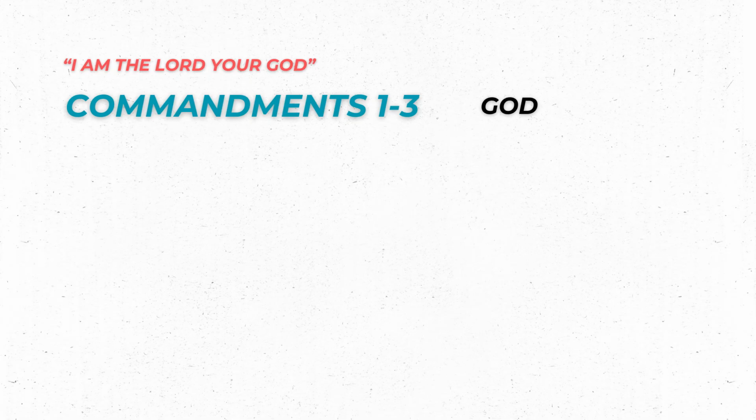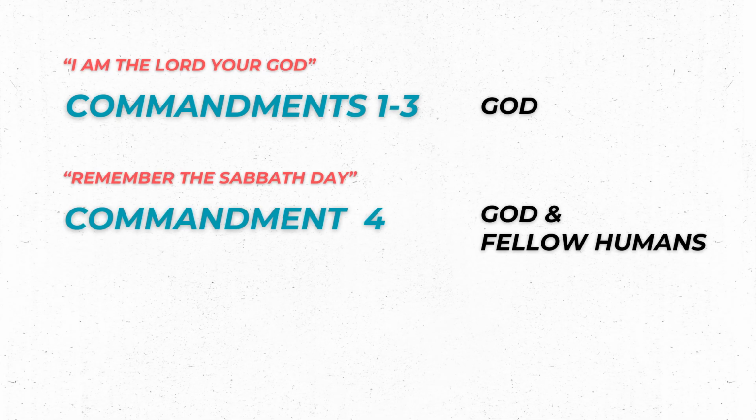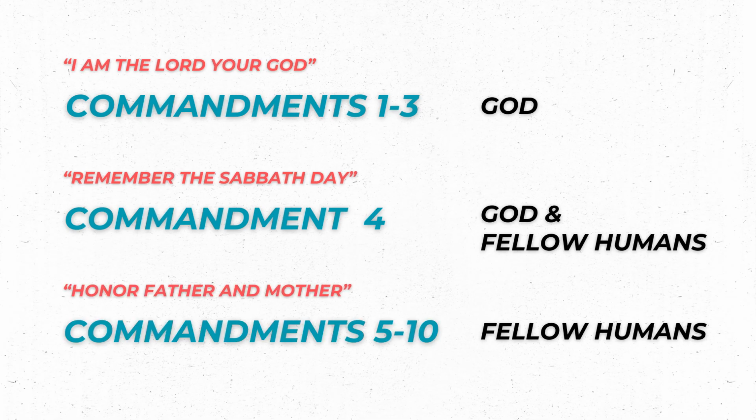And that means that the 10 Commandments can be divided into 3 sections that each begin with a positive statement without a finite verb. First, we have commandments 1 to 3, which talk about our relationship to God and are introduced by the statement, "I am the Lord your God." Then we have the 4th commandment, which is about our relationship to God and our relationship to other people, and is introduced by the statement, "Remember the Sabbath day." And finally, we have commandments 5 to 10, which are about our relationship to other people and are introduced by the statement, "Honor your father and mother."